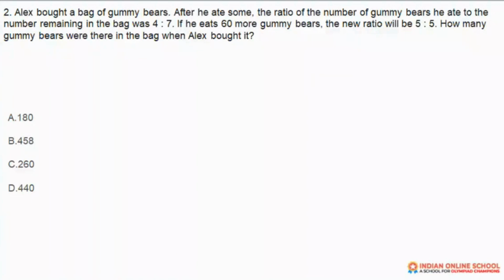Okay, so now we have the second question. Alex bought a bag of gummy bears. If he ate some, the ratio of the number of gummy bears he ate to the number of remaining gummy bears in the bag was 4:7. Got it? And if he eats 60 more gummy bears, the new ratio will be 5:5. How many gummy bears were there in the bag when Alex bought it?